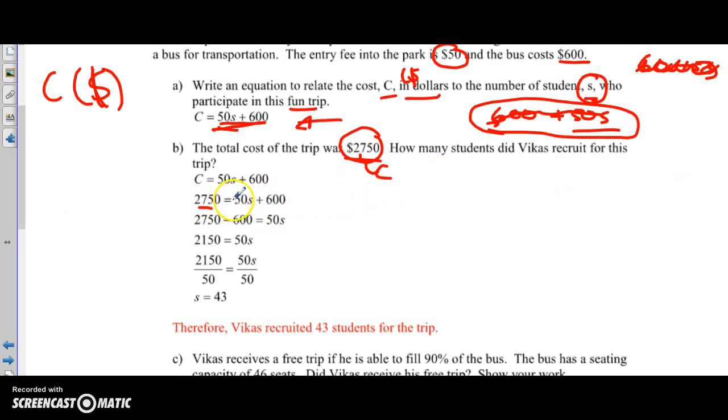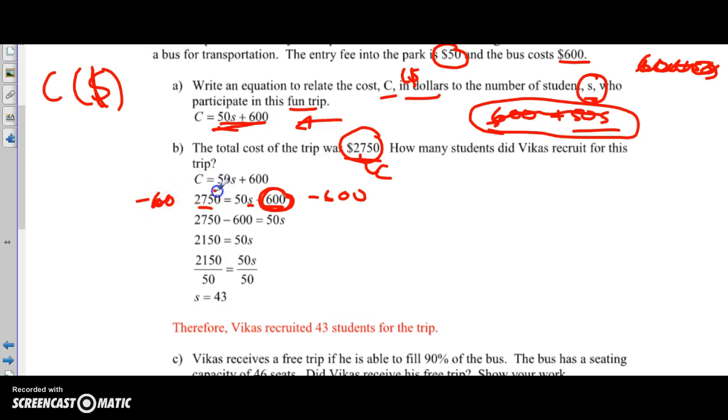So 2750 is equal to 50S plus 600. And now how do we solve this? First, a little rule of thumb: when you're trying to solve, I start as far away as possible from the variable and then work backwards. So you look here and you say what's first. You get rid of adding or subtracting, the 600 here. What's the 600 doing to the S? It's adding on this side. So how do you get rid of it? You subtract it on the other side. You can subtract it from both sides like this.